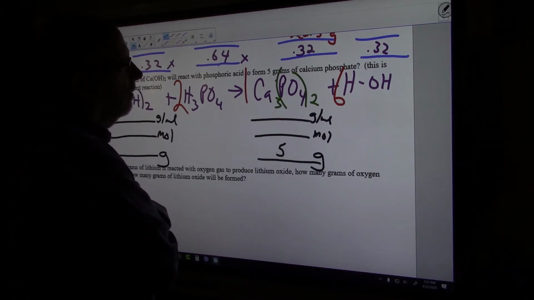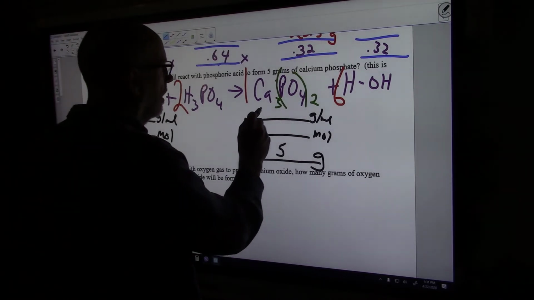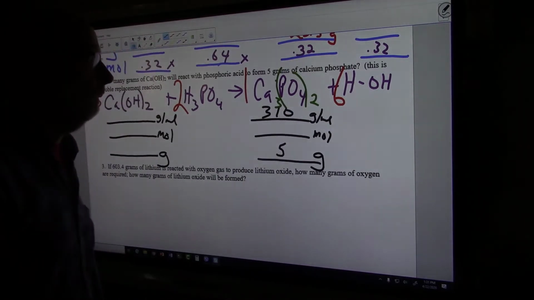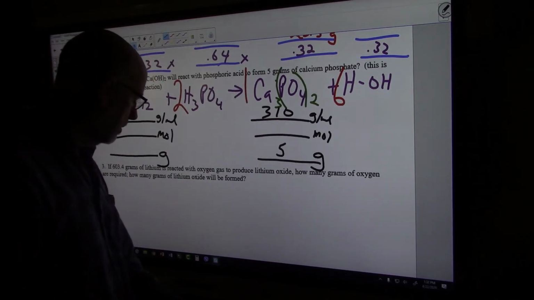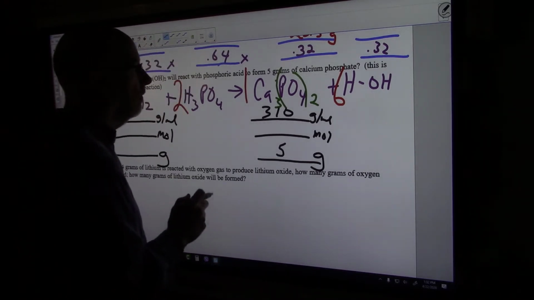190 plus 120 is 310 grams per mole. I think that's right. 310 grams per mole. I have to be more careful with this, but I'm trying to make a video very quickly so you guys don't fall asleep.